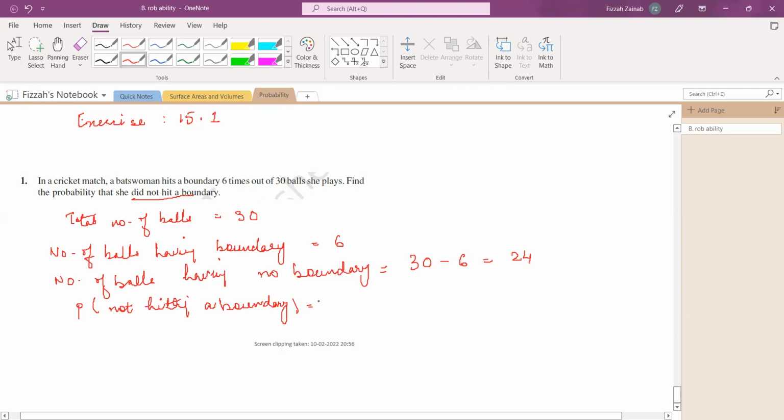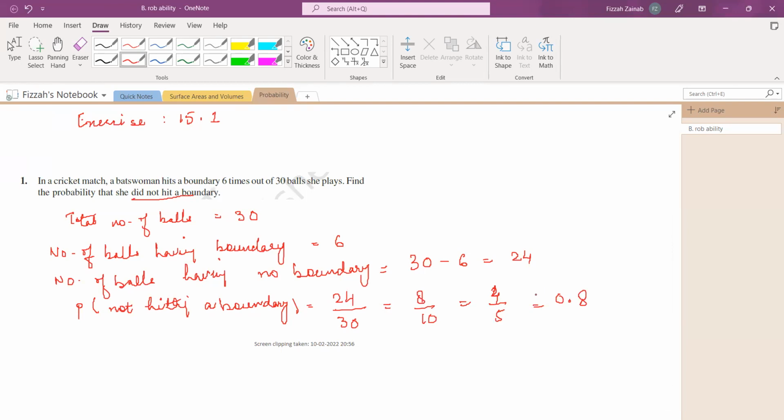So this is equal to 24, and total number of balls are 30. So this will become how much? Like 8 by 10, sorry, 4 by 5, and this is 0.8. Yes. Okay, please note it down. Then I'm doing the next question.